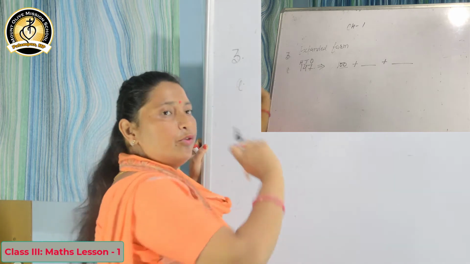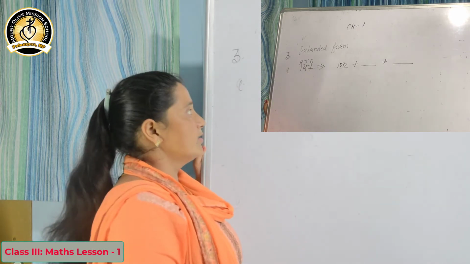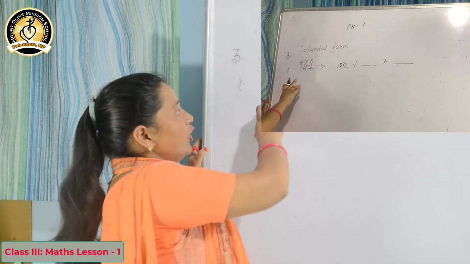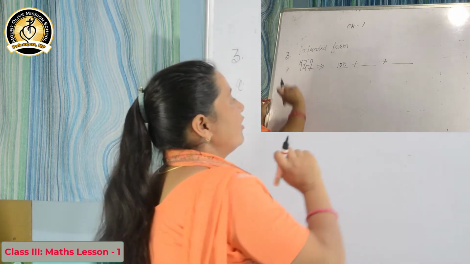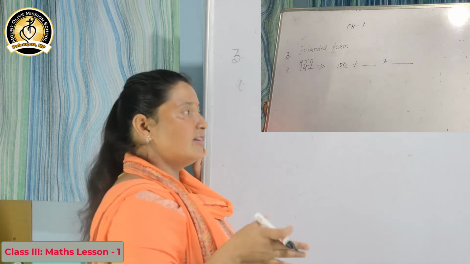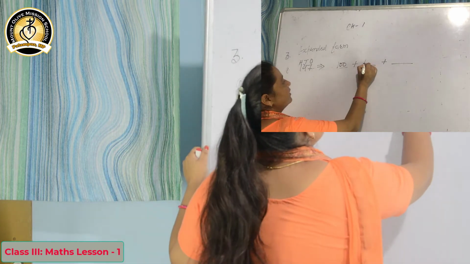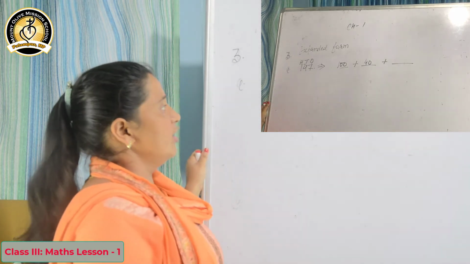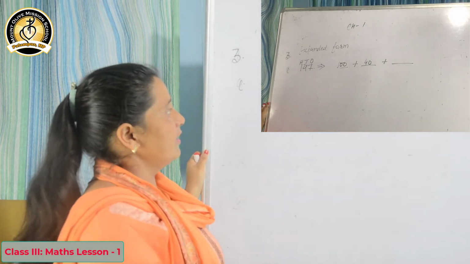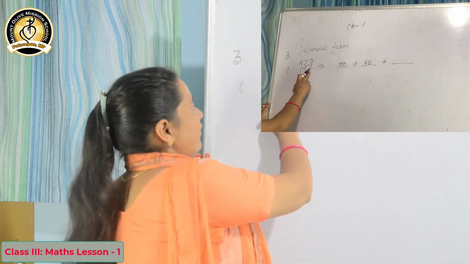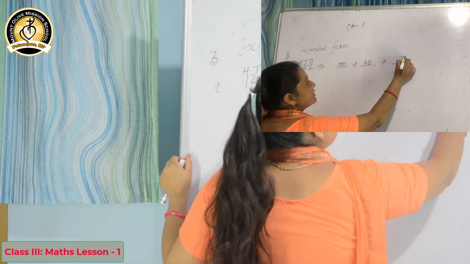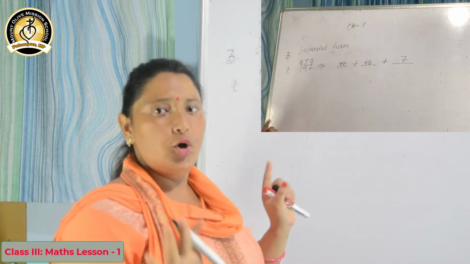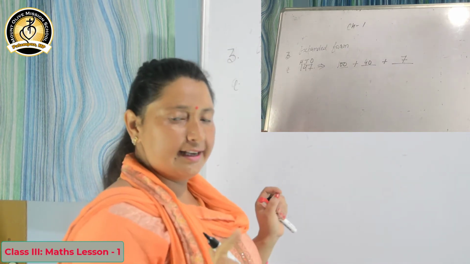Come on to the second. What is the place value of 4? Yes, the place value of 4 is tens. 4 tens means 40. Very good. And the last one is ones. What is the place value of 7? Yes, 7 is in the ones place, so write only 7 here. Is that clear?